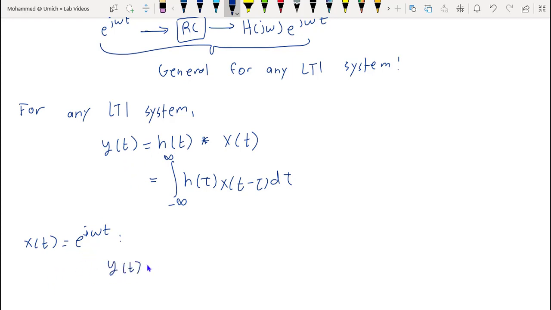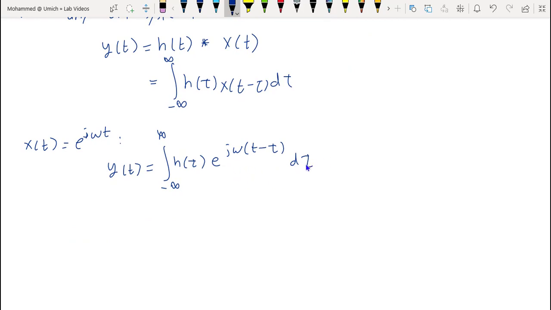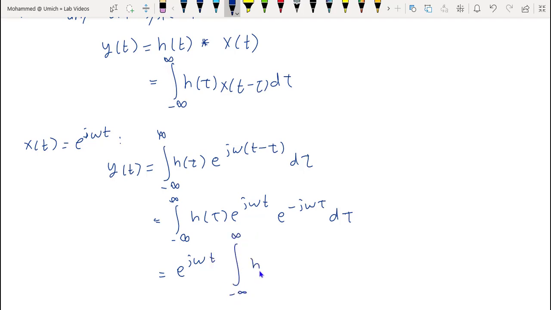So y of t for the convolution integral is the integral from minus infinity to infinity of h of τ times x applied to t minus τ, so e to the jω(t minus τ) dτ. Now remember, this integral is being performed with respect to τ, not t. So t is a constant with respect to τ, which means we can pull e to the jωt outside of the integral. So this is the integral of h of τ e to the jωt times e to the minus jωτ dτ. And e to the jωt is a constant with respect to τ, so it can go outside. So we have e to the jωt times the integral from minus infinity to infinity of h of τ e to the minus jωτ dτ.